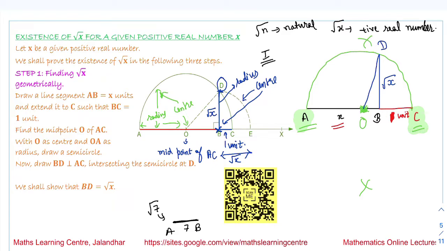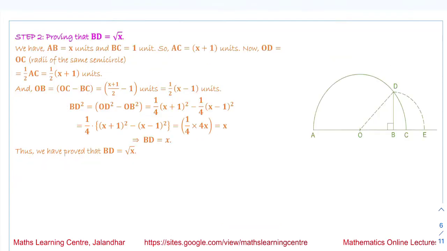Now we are claiming that the distance BD is square root of X, and we have to prove this statement. So what we are saying is that the distance AB is X. AB we have considered to be of length X, BC is of length 1 unit. It means AC is of length X plus 1 units.